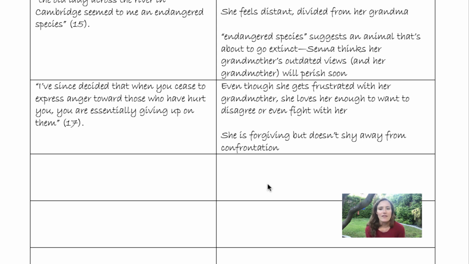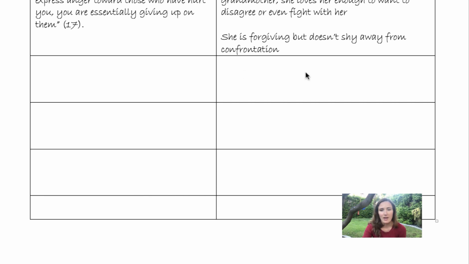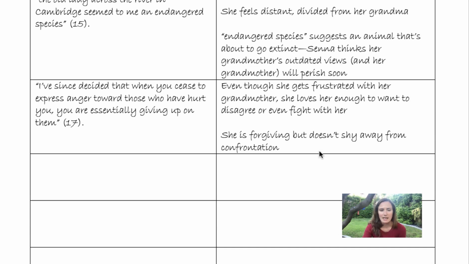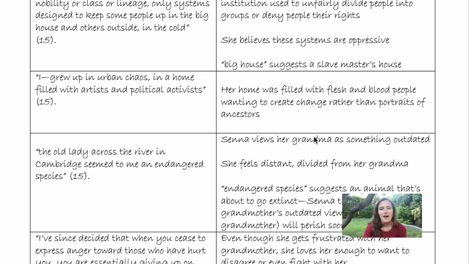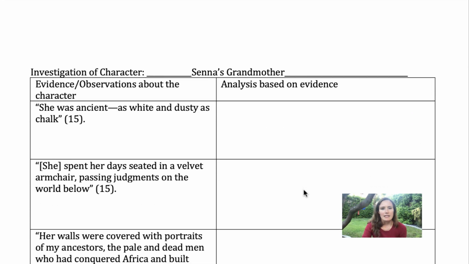We know that she's forgiving, but at the same time, she doesn't want to shy away from confrontation. She suggests that even when things are painful, when you have anger or hurt between family members, if you don't actually have those hard conversations or express that anger, it's kind of like you're giving up on them. So you could continue. You could find more quotes from the text about Senna and then put your analysis in the corresponding box. I'm just showing you 4 quotations and then some bullet points and very informal notes of analysis. Let's go to character number 2.